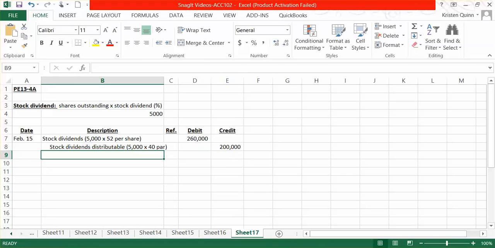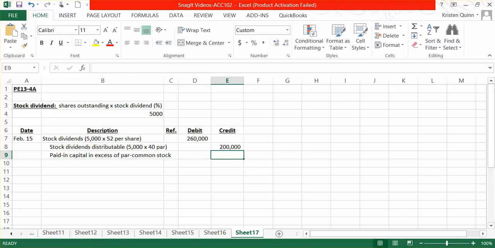Since our debits and credits don't equal, we know that we have to have another credit. And that credit is going to go to the paid in capital in excess of par on our common stock account for the difference between how much they could have sold for and the par value. That equals $60,000.